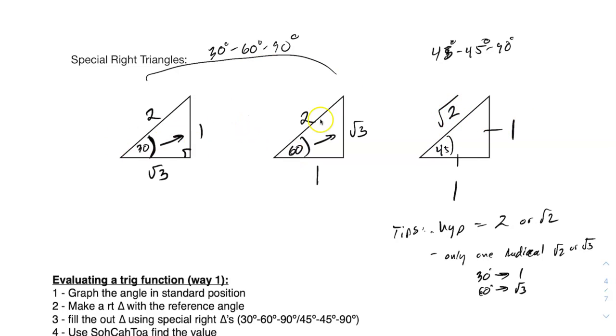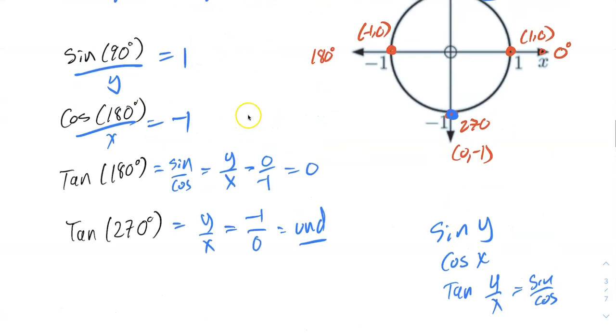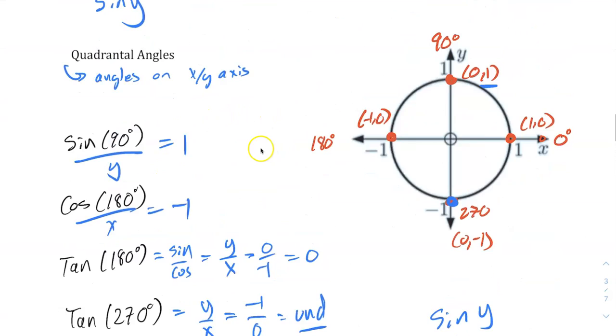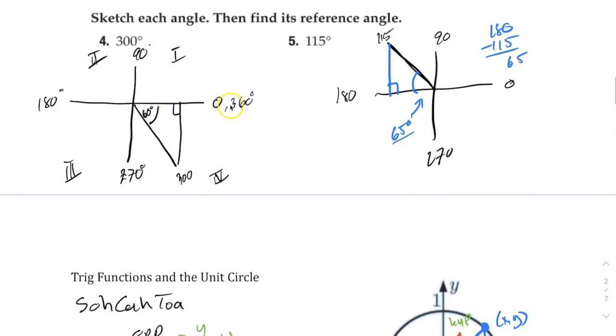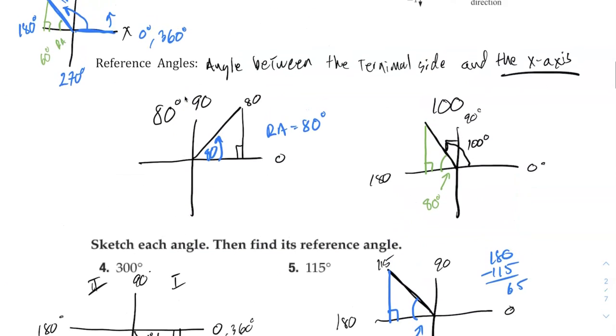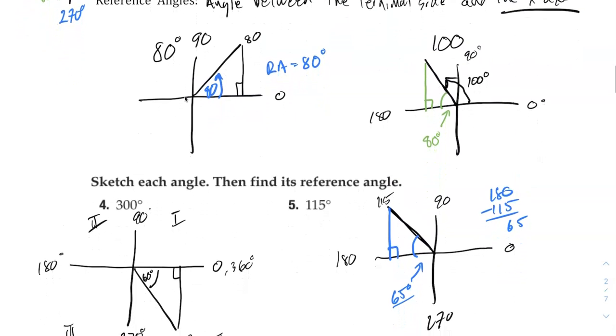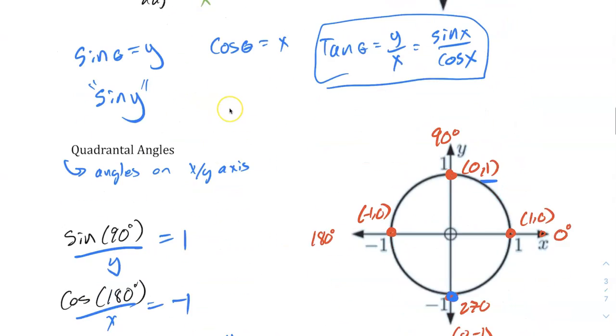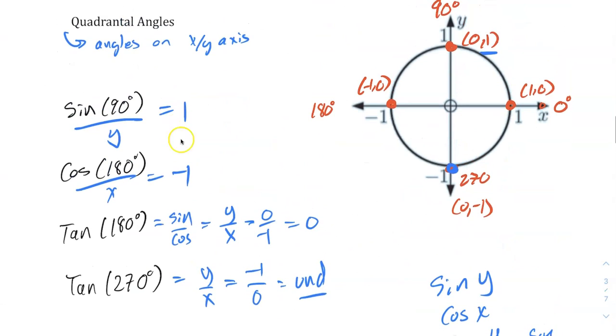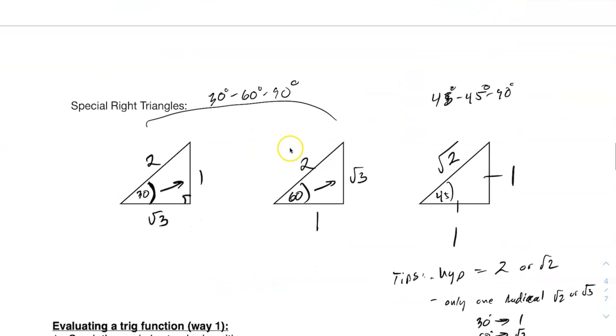So with these special right triangles, the quadrant triangles, knowing those, with knowing the reference angles, and SOHCAHTOA, I could figure out trig functions of most things. So we're going to use reference angles, we're going to use SOHCAHTOA, and we're going to use our quadrant angles, and they fall in that spot. And we'll use the special right triangles to find trig functions of most things.